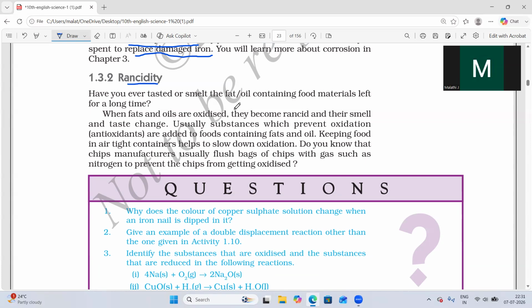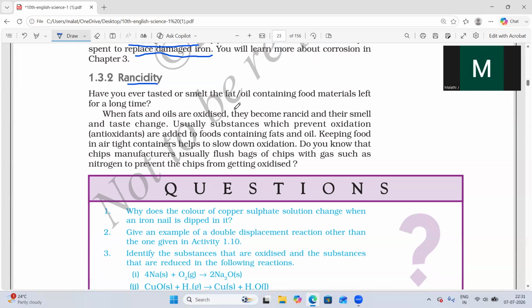We should prevent rancidity by adding some antioxidants. The name itself indicates that oxidation is taking place for the fats and oils in the food, so we have to use antioxidants to avoid rancidity for food items. If you observe a chips cover, a gas is filled in it. The most commonly used gas for preventing oxidation is nitrogen gas.